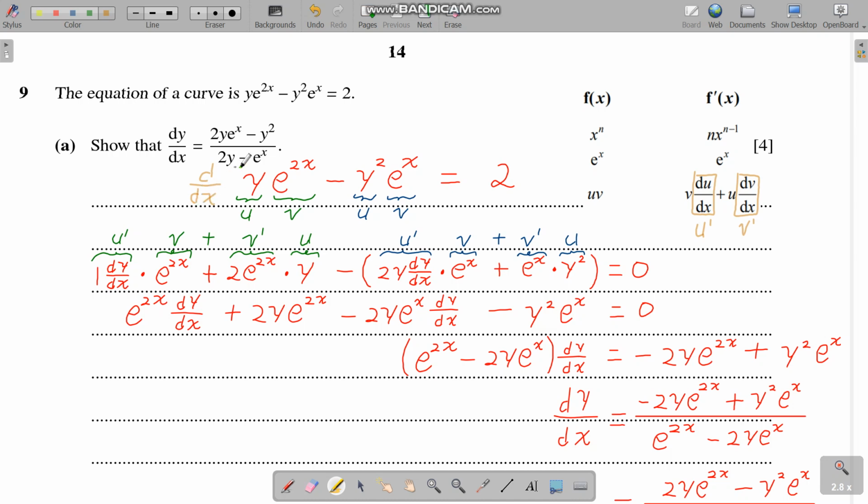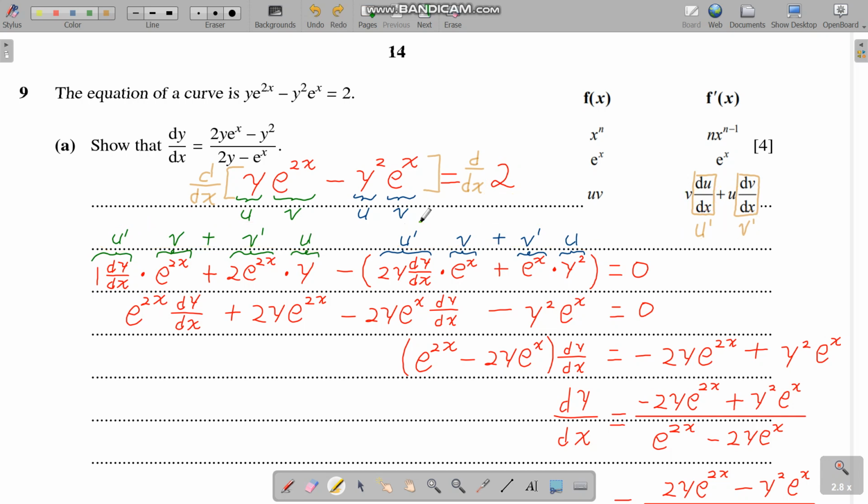So let's use d/dx on both sides. We differentiate with respect to x on both sides. Now on the left we have a multiplication, so we have to use the product rule. This is u prime, this is v prime, so the product rule is u prime v plus v prime u.